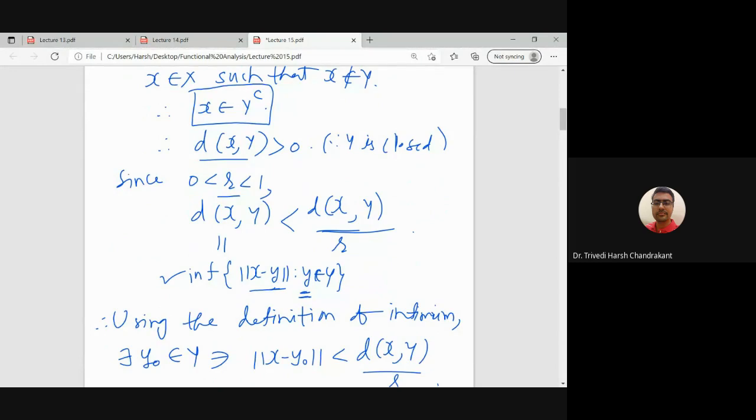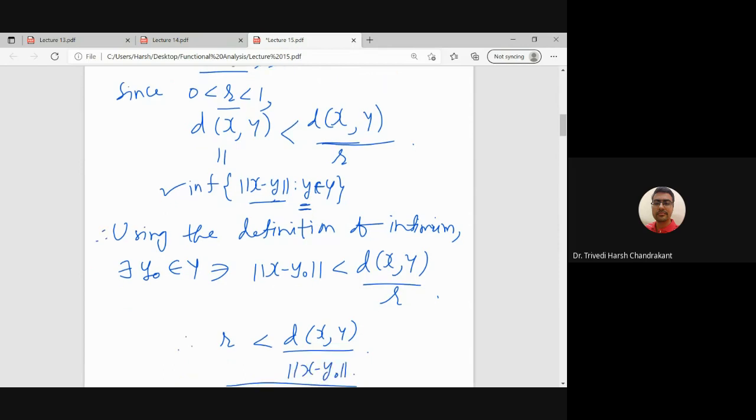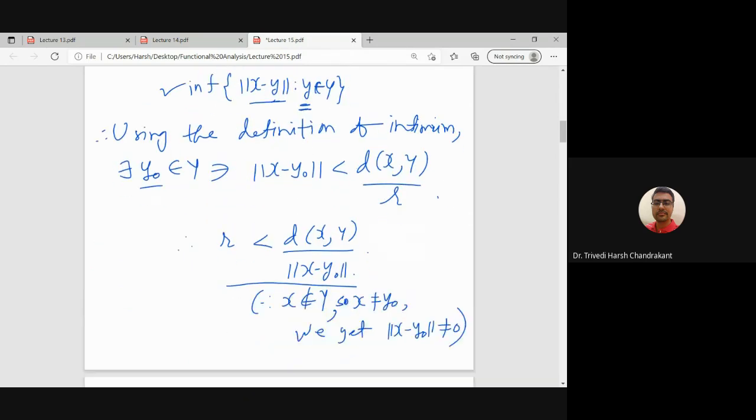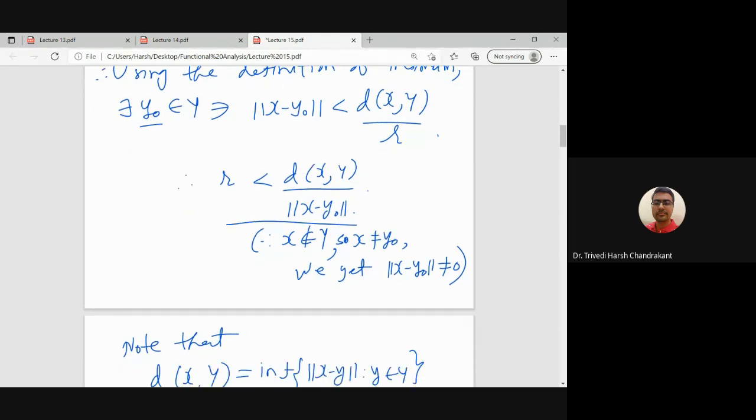So whatever r we take between 0 and 1, r can be half, r can be 1 by 3, whatever number. In that case, r times the distance of x from Y is less than the distance of x from Y. So using the infimum definition, there always exists y naught such that norm of x minus y naught is less than distance of x from Y divided by r. And then we can cross-multiply: r on the left side, and the norm element divided on the other side.